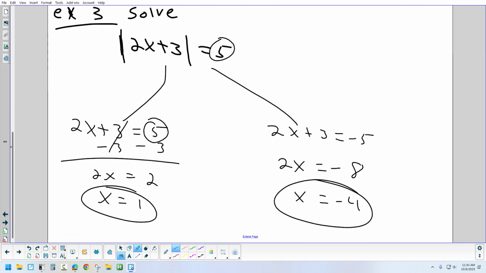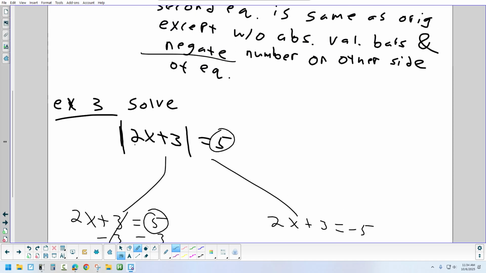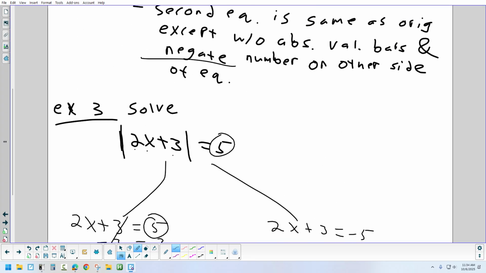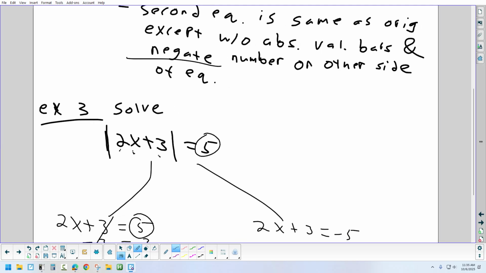And you could check your answers, plug in 1. 2 times 1 is 2. 2 plus 3 is 5. And what's the absolute value of 5? 5. Now plug in negative 4. 2 times negative 4 is how much? Negative 8. And what's negative 8 plus 3? Negative 5. And what's the absolute value of negative 5? 5. Yeah. So both answers work perfect.